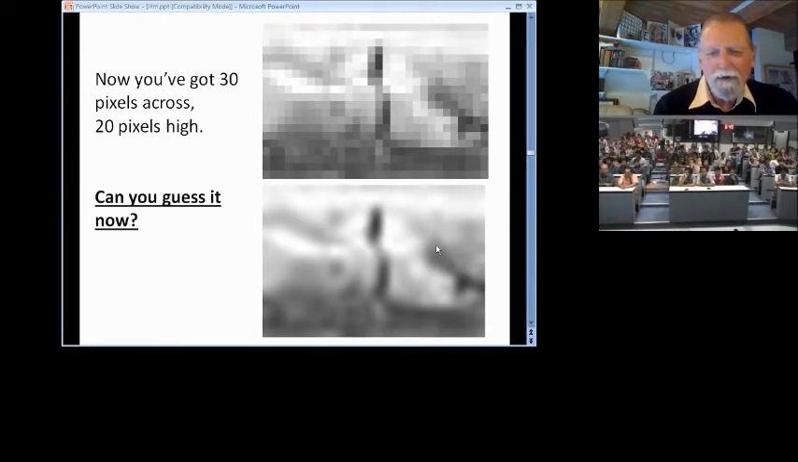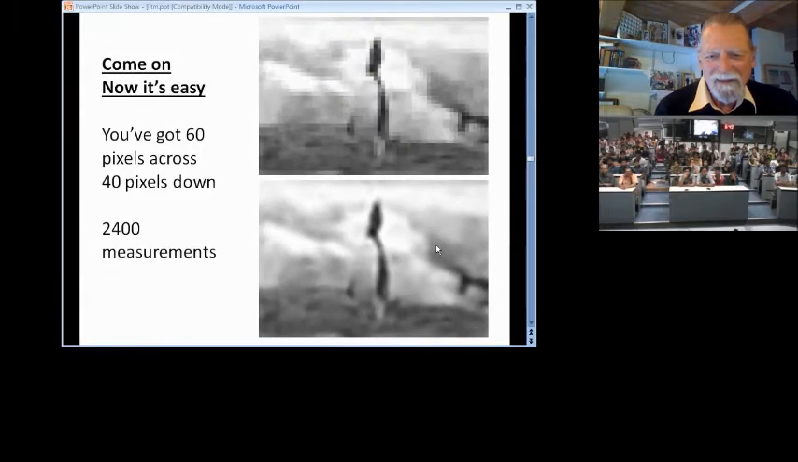All right. Well, now I'm going to make it clear. And if you can't guess it now, come on. You've got 60 pixels across and 40 up. Whoever has a guess, you have to unfortunately speak loud because I really can't hear you very well. Penguin. Yeah, a penguin. Exactly. Excellent. Yes, that's exactly what it is. There we go.